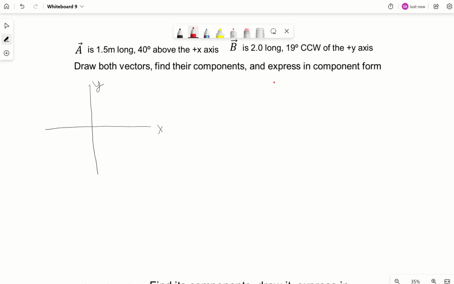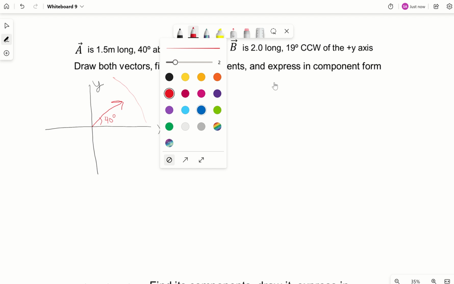So that means it's at 40 degrees above the plus x, so it's going to be in quadrant 1 here. So let me draw the vector. And let's say it's 40 degrees and 1.5 meters long. B is 2 meters long, so I'm going to have to make it a little bit longer when I draw it. And it's 19 degrees counterclockwise.